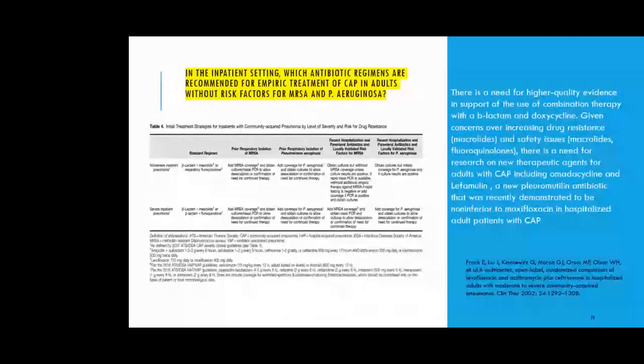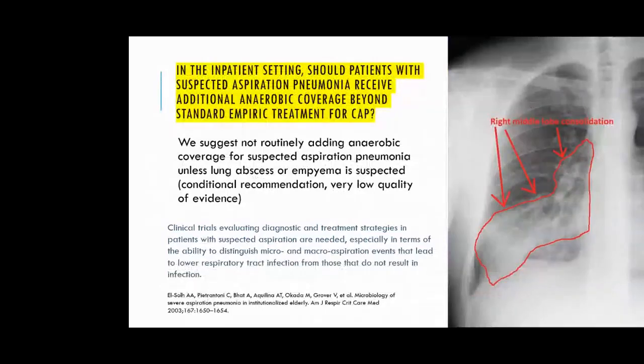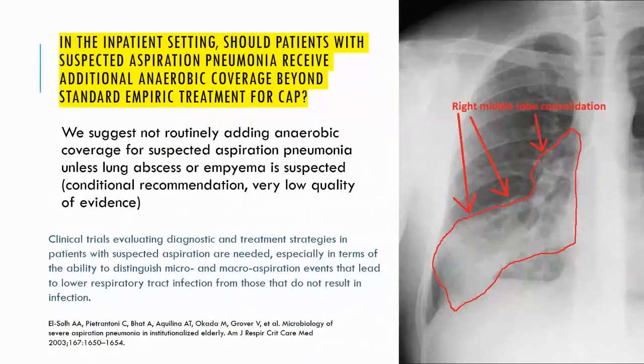So, anaerobic coverage: do we have to add it routinely? Anaerobic coverage is not recommended routinely. According to the new guidelines, it is recommended only when you suspect empyema or lung abscess. In a normal case of aspiration, the anaerobes come from gastric contents within 24 to 48 hours, and it resolves by itself. There's no need for a special antibiotic for that.